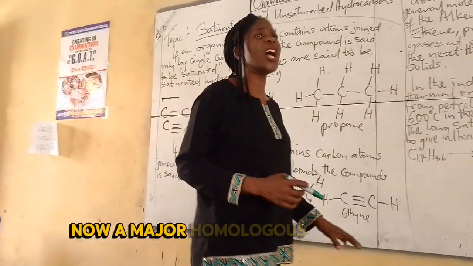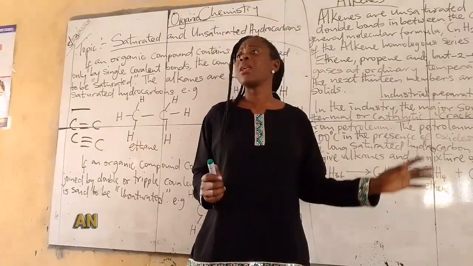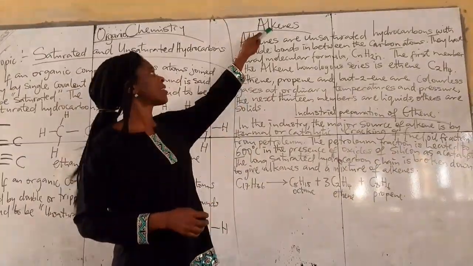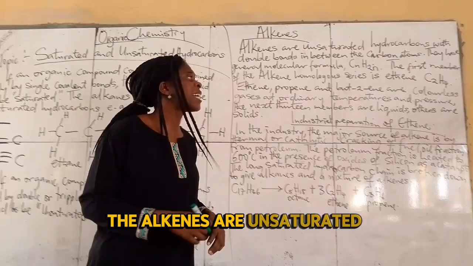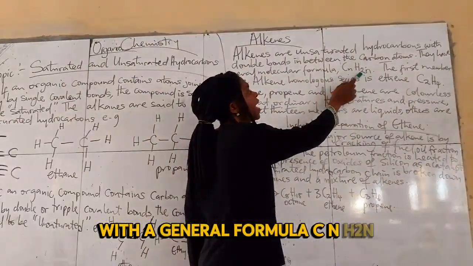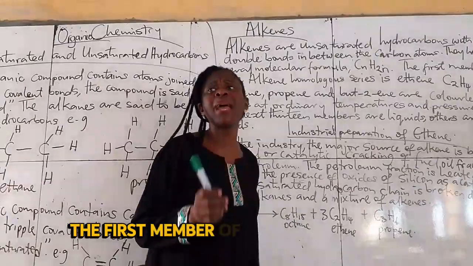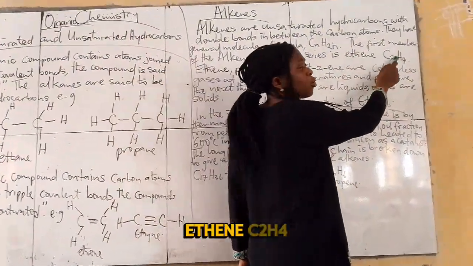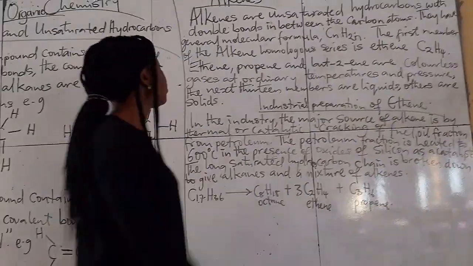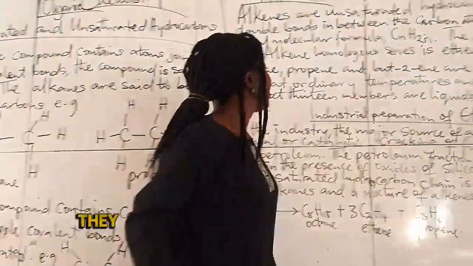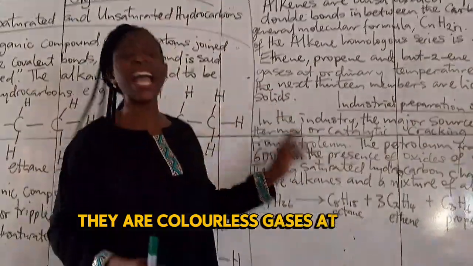Now, a major homologous series of an unsaturated hydrocarbon is the alkenes. The alkenes are unsaturated hydrocarbons with a general formula CnH2n. The first member of the series is ethene, C2H4. Then ethene, propene, and butene, they are colorless gases at room temperature.